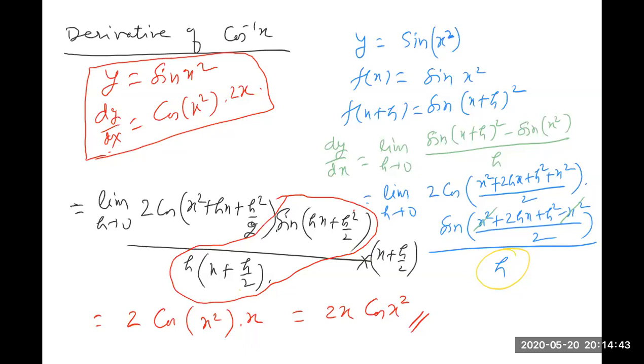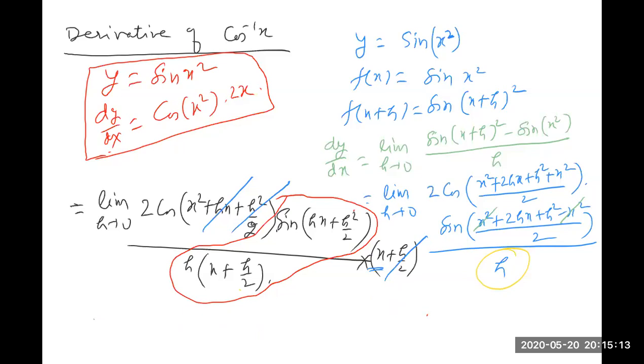If h is equal to 0, this part will be 0, this part will be 0, this part will be 0. So you can see what is left: 2 cos x square, and this x is left. That's what I've written here, 2 cos x square and x. Because h is 0, wherever h comes after this, the red circle is 1. Or if you want, you can write one more step here. If you have confusion, this is 1.